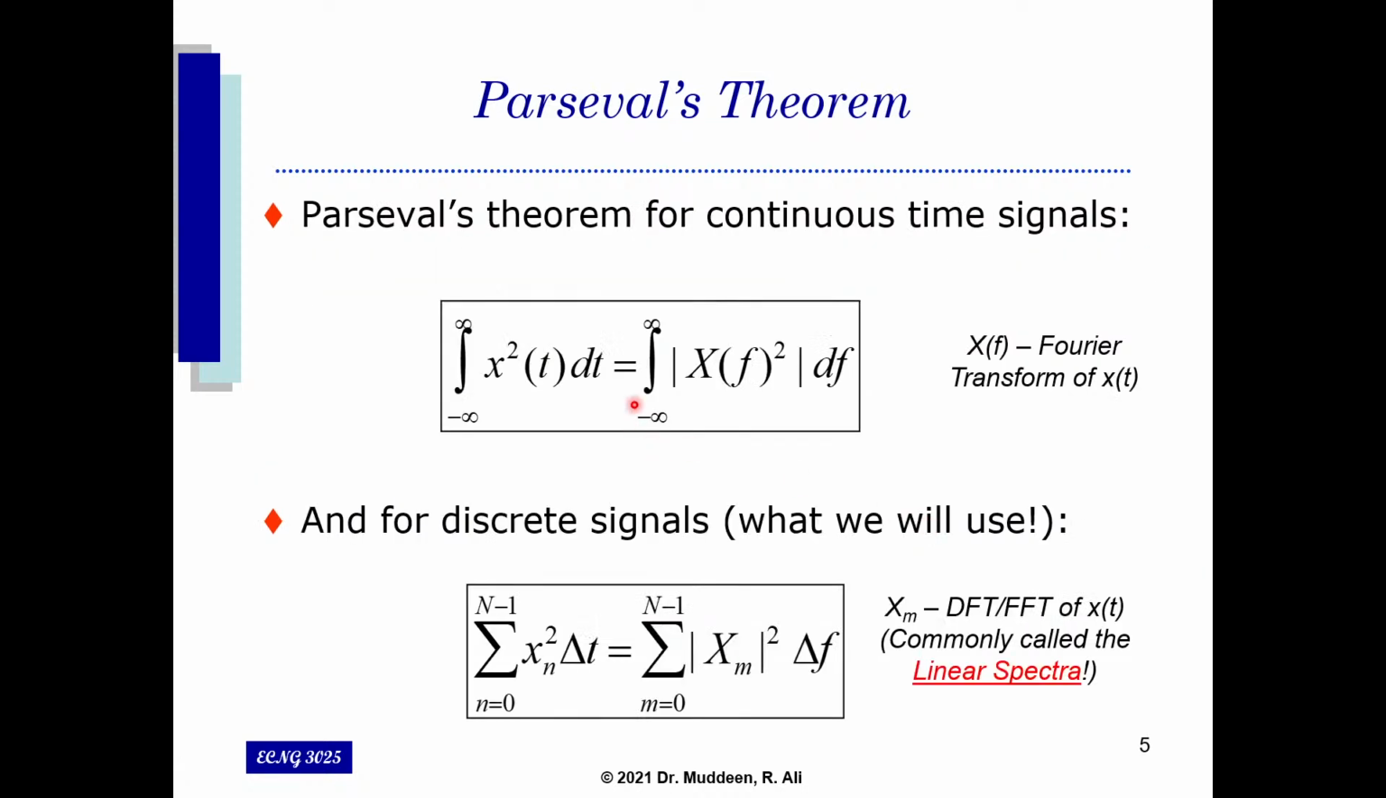So, for continuous time signals, you'll have all these integral formulas with respect to time, and they can also be mapped with respect to frequency and so forth. But for discretized time signals, this is what we're going to be using. It's basically a summation series, where in time it will be x of n squared times delta t, representing our time interval. But in frequency, it's the summation of each one of the frequency components squared, times the frequency bin spacing, delta f. We're going to see a practical example of this in a little bit.